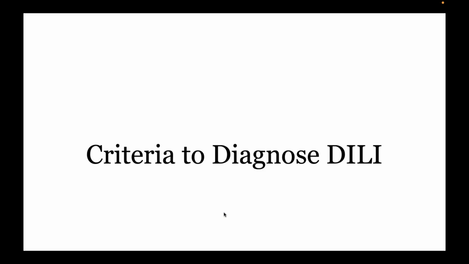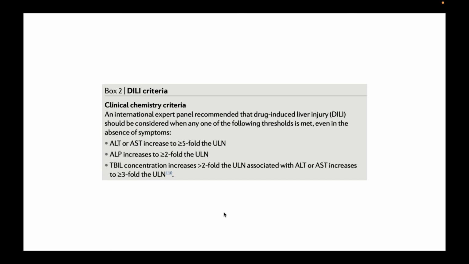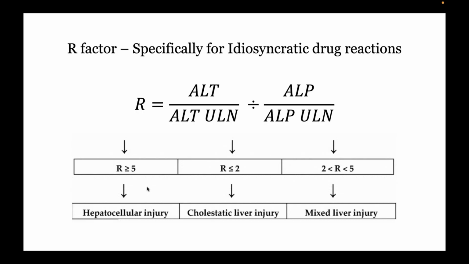So the question is, how do you diagnose DILI? How do you prove that this is DILI? Just a few things we should know. The DILI criteria are: an ALT or AST elevation above 5 folds of upper limit of normal, or ALK-Phos 2 folds, or a TBILI 2 folds with an ALT and AST that is 3 folds.